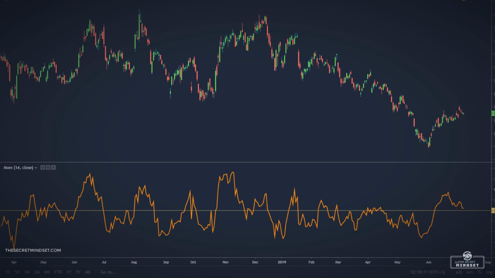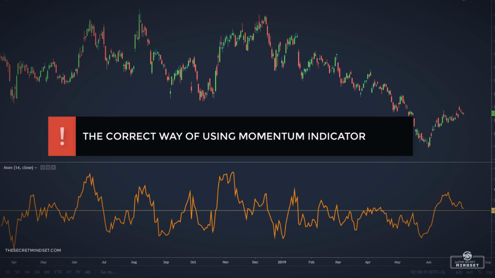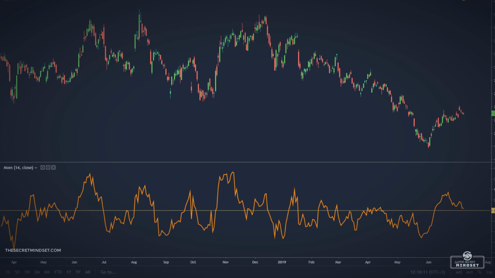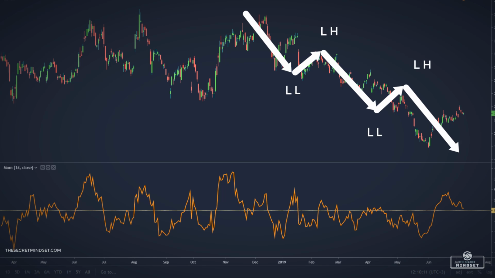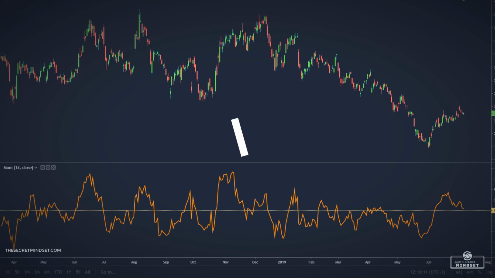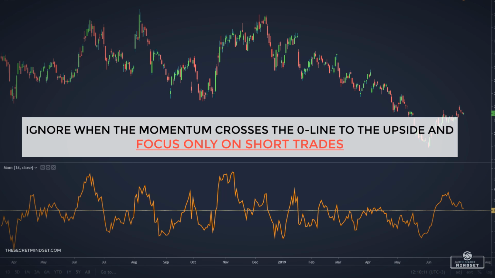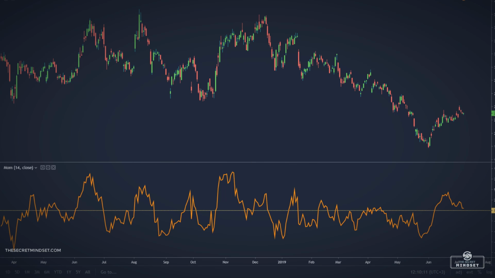Now let's look at the same chart once again. Let's plot the support and resistance lines, identify the trend using price action, and let's see what the momentum is telling us. So we are in a clear downtrend, with the price making lower lows and lower highs. This tells me to ignore when the momentum crosses the zero line to the upside and focus only on the short trades. Now let's plot major support and resistance lines.